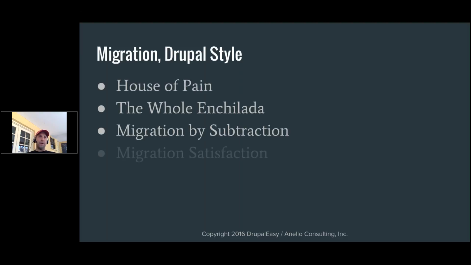Okay, so here are the 4 again. So House of Pain, full manual, the whole enchilada, which is basically the upgrade path. Migration by subtraction is taking the upgrade path and making some modifications to it, maybe removing some migrations. And the migration satisfaction is where we kind of put our tool belt on and we build the whole thing ourselves.